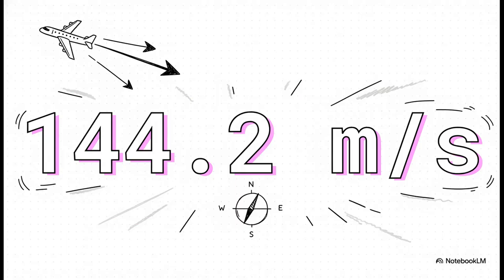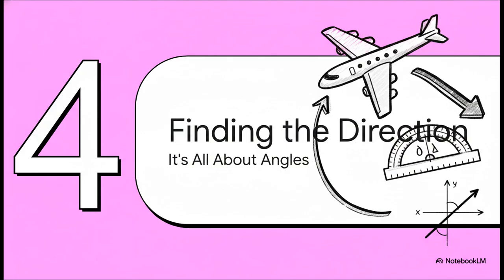And there it is. The plane isn't traveling at 120, and it's not traveling at 80. Its true total speed through the air is a much faster 144.2 meters per second. That number is the magnitude of its velocity vector. But hold on, finding the speed is only half the battle. Remember, a vector isn't just a number, it has both magnitude and direction. So we know how fast the plane is going, but now we need to know exactly which way it's pointing. We've got to find that angle.